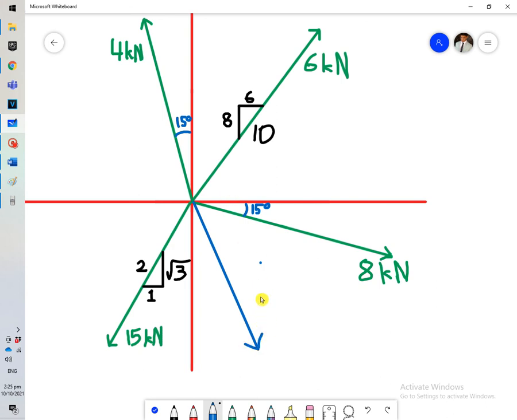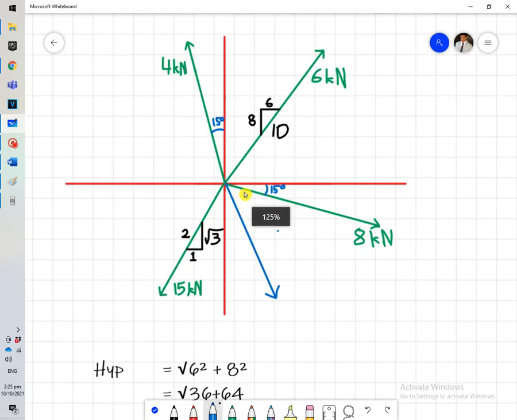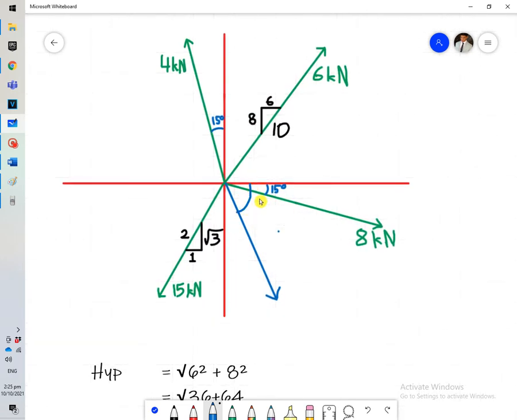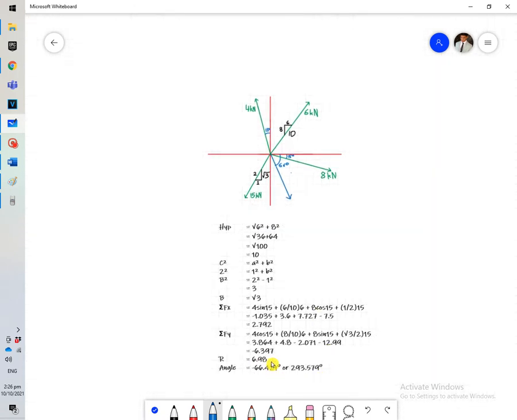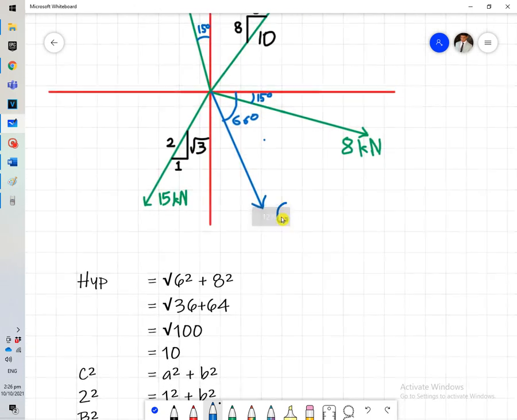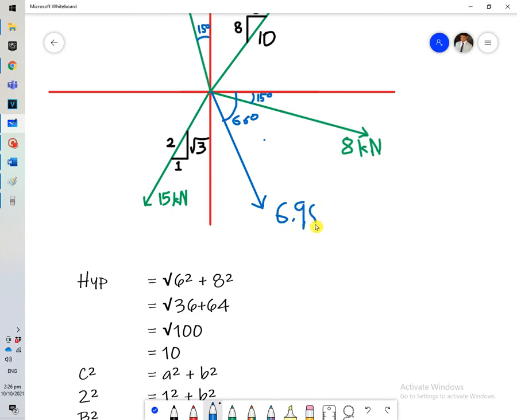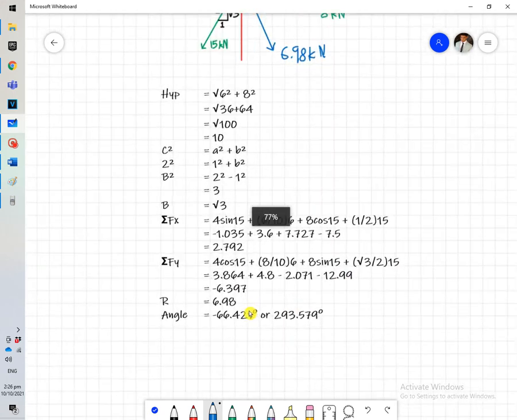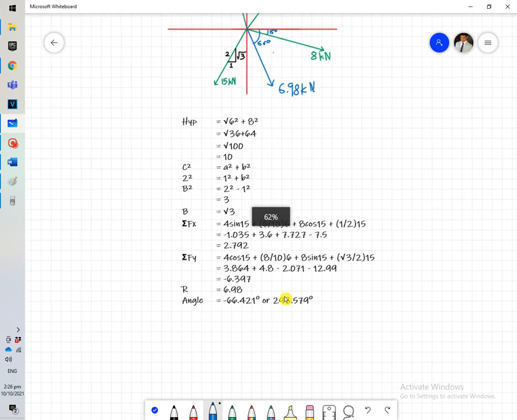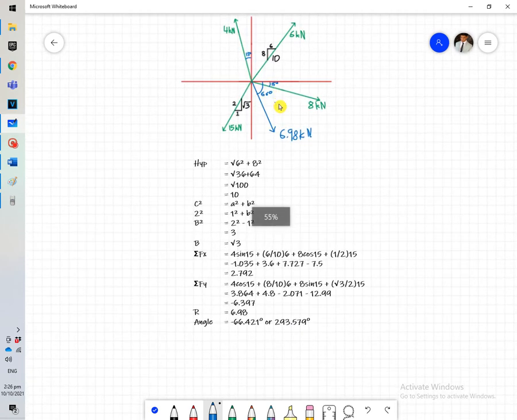So, in this axis, at 66 degrees, we have a force of 6.98 kilo newtons. Forgive the writing. Pasensya mo na. So, therefore, yun na yung ating final answer.